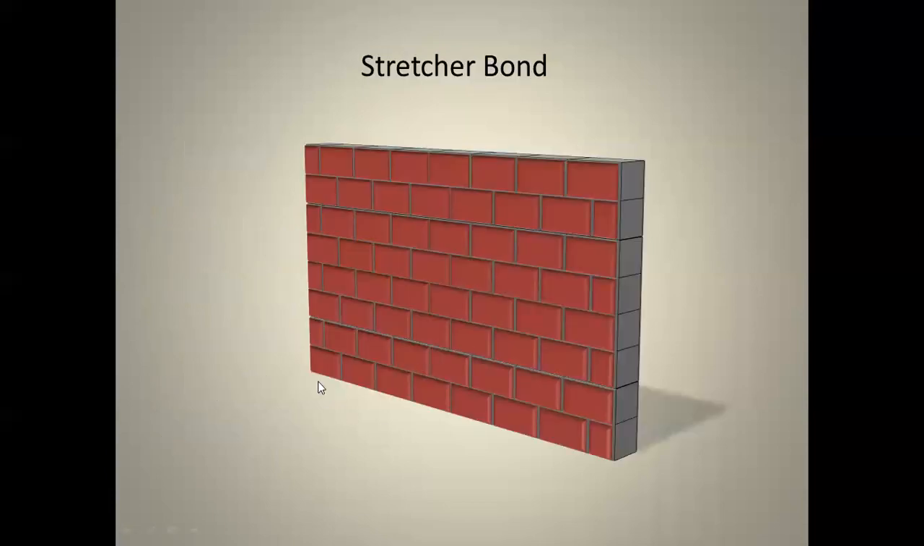So this is the stretcher bond. In this, all the courses will be of stretchers. That's why this is called stretcher bond. The drawback is, if you have all the stretchers one above the other, the joints will be in a straight line, which makes the wall weak. So to stagger the vertical joint, we start the alternate rows with a half bat. By starting the alternate rows with a half bat, the vertical joints will be staggered here and there, so it will get a good bonding.